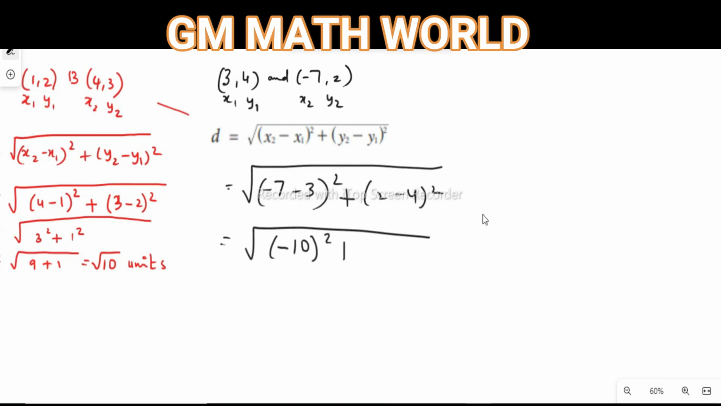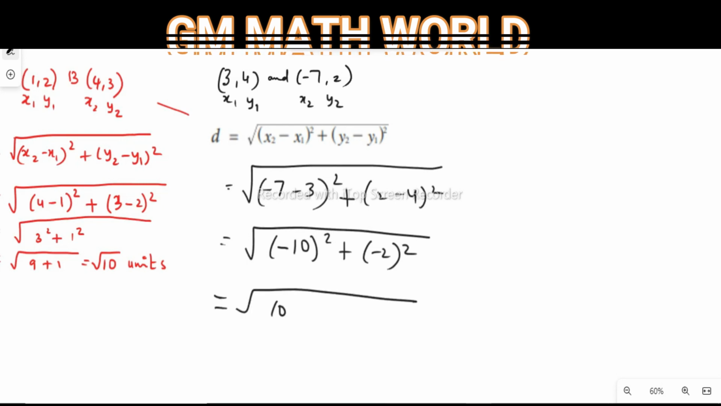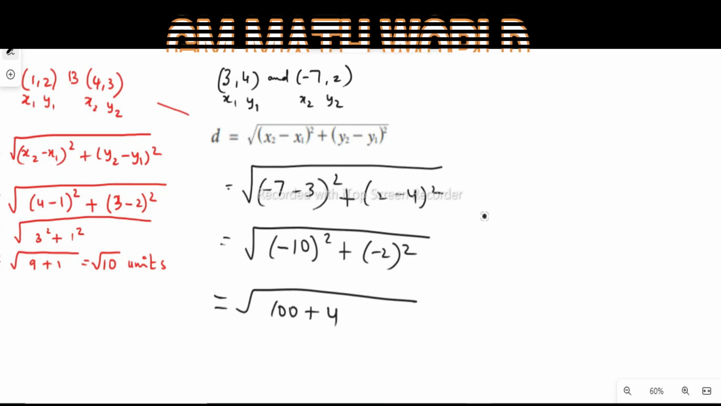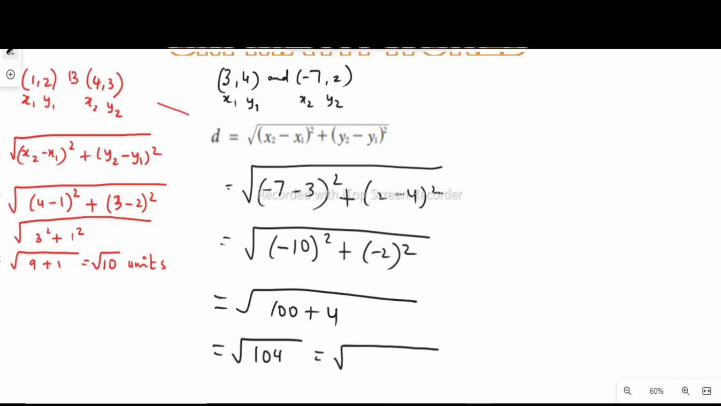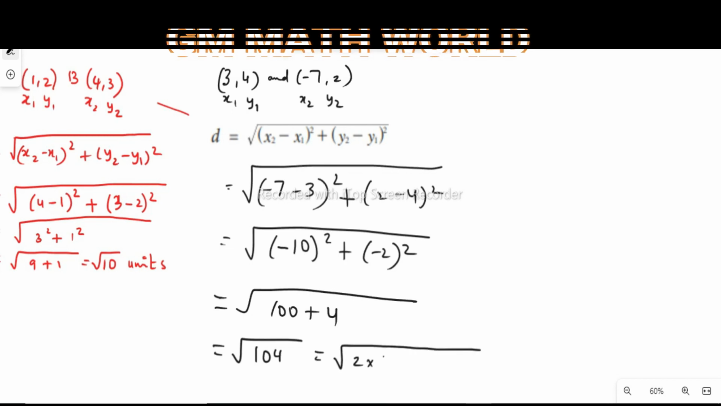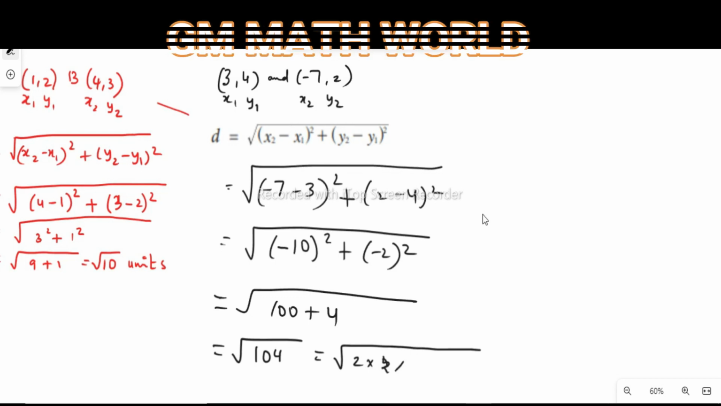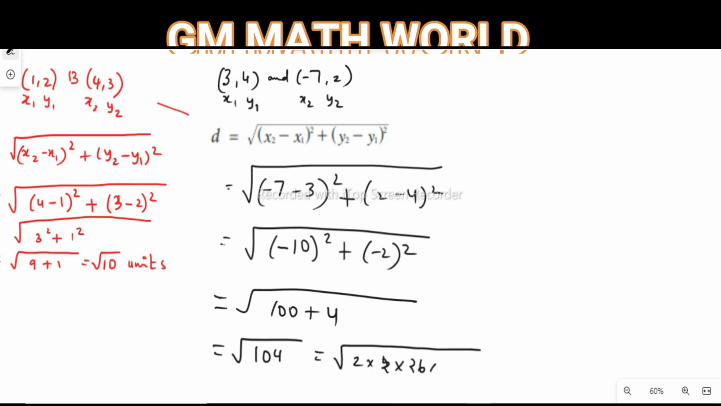Minus 7 minus 3 is minus 10, since both numbers are negative, we add and put the negative sign. Minus 10 square plus minus 2 square under the square root. 10 square is 100 plus 2 square is 4, and the square root of 104 is the distance between these 2 points 3 comma 4 and minus 7 comma 2.